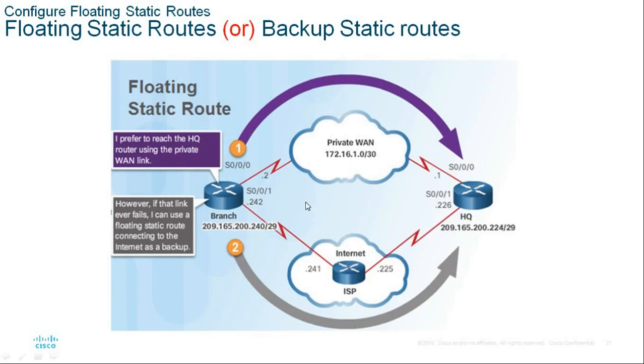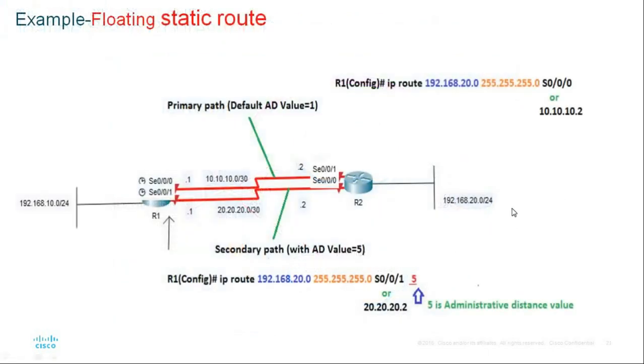The second one is, for example, we have two paths. When the primary path is working, at that time the secondary path is automatically in disabled mode. Only when the primary path fails is the secondary path going to be enabled. I'm repeating: the primary path is the best path, and it is always working. Only when the primary path fails is the secondary path enabled. Up to that it is disabled. This is the flow, and this is called a floating static route or backup static route.